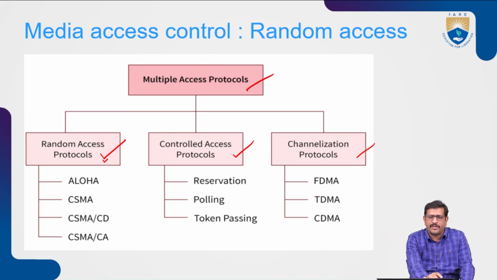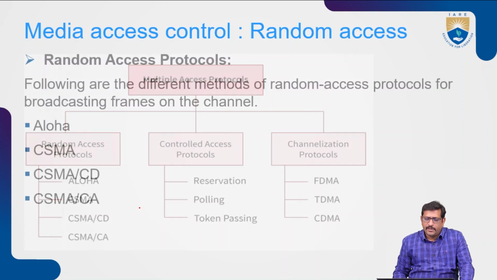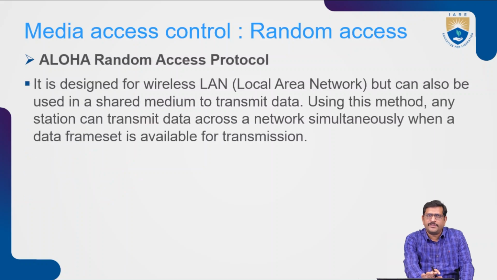Now we are discussing the random access protocols. These random access protocols are again divided into different types: Aloha protocol, CSMA protocol, CSMA/CD protocol, and CSMA/CA protocol. These are the different methods of random access protocols for broadcasting frames on a channel. Let us discuss them one by one.